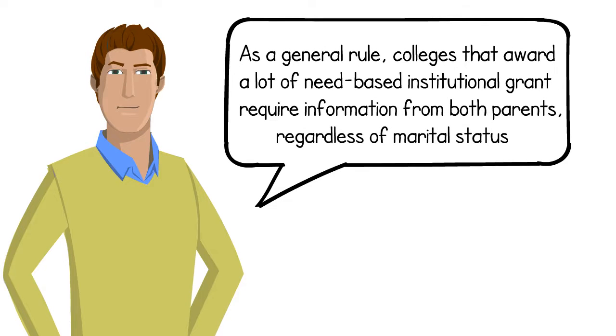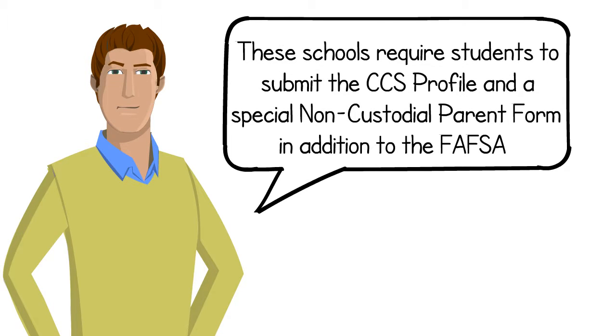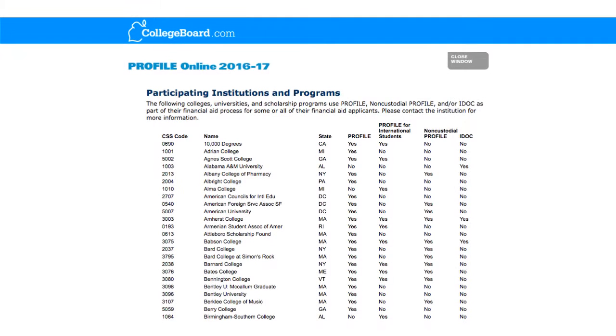As a general rule, colleges that award a lot of need-based institutional grant require information from both parents, regardless of marital status. These schools require students to submit the CSS profile and a special non-custodial parent form in addition to the FAFSA. The College Board administers an online non-custodial profile form that many colleges use.